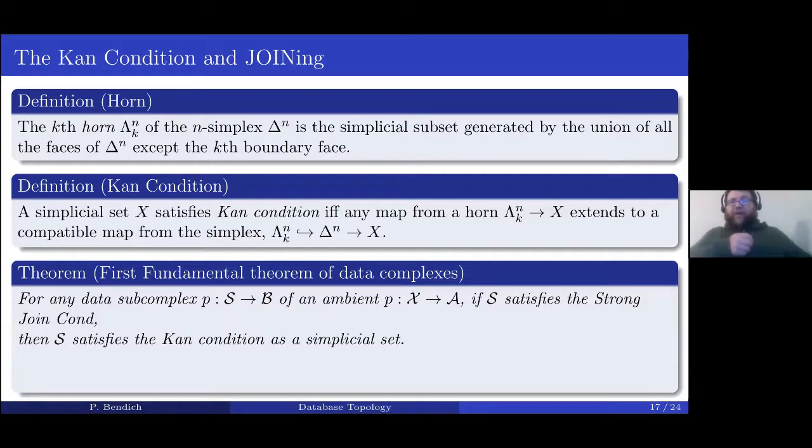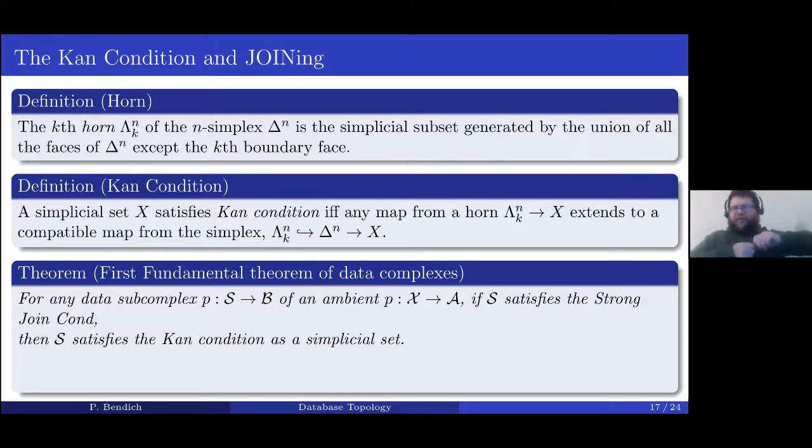Okay, so the first fundamental theorem, and this is the one that was quite difficult to prove, says if I have a data subcomplex, which again is a simplicial set structure, but augmented with that notion of merging of this ambient thing, if it satisfies the strong join condition, then it satisfies the Kan condition of the simplicial set. In other words, whenever you have two tables which agree on some overlap, then all possible joins of those tables are already in your collection, then you satisfy this Kan condition. And the proof is just bloody and horrible and constructive. As in, you hand us a horn and we show you how to make the thing.